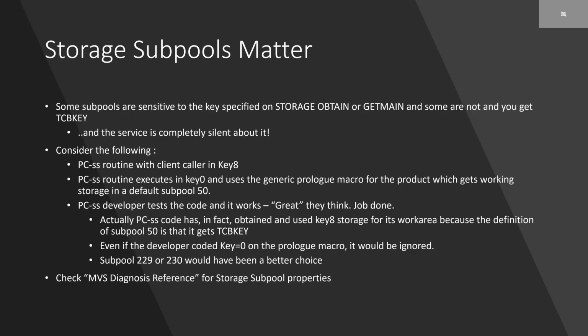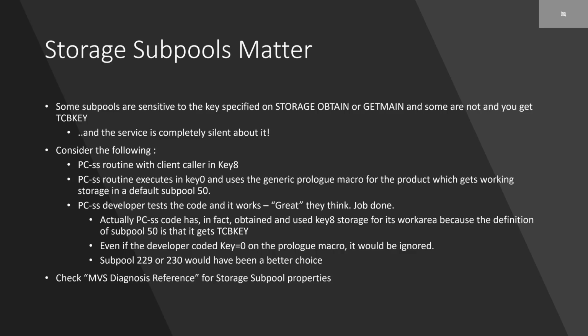So consider the following example. You've got a PC routine with a client caller in key 8. The PC routine executes in key 0, uses some generic prologue macro that gets its working storage, with a default subpool of maybe something like 50. And the developer thinks, oh yeah, it's great, it works, fantastic. I've got key 0 storage in that subpool, but they're not, because it's a PC space switch. So we've gone back to the TCB key of the caller, which is 8. So what's actually happened is that the code has in fact obtained and used key 8 storage for its work area. But of course, the code has worked because we're key 0 and we're just overlaying on top of that.